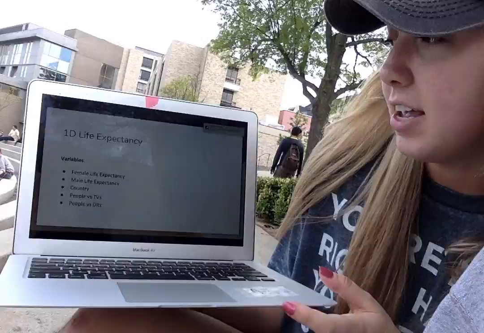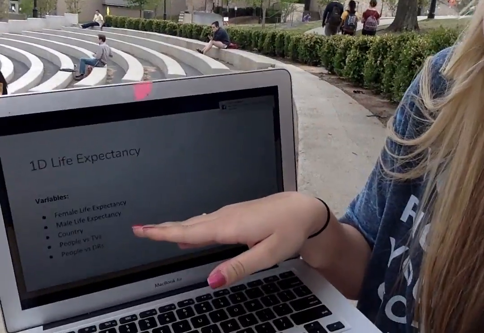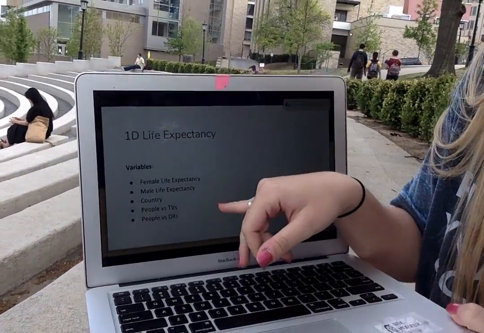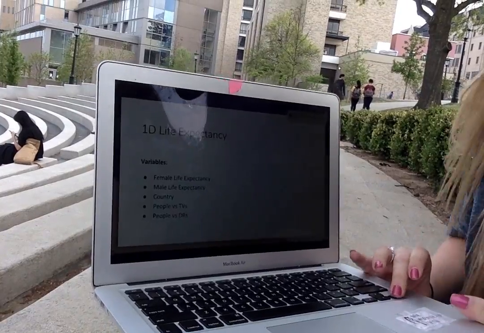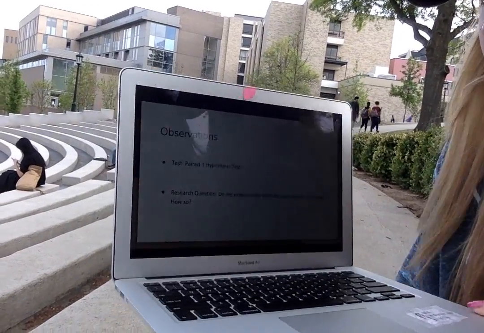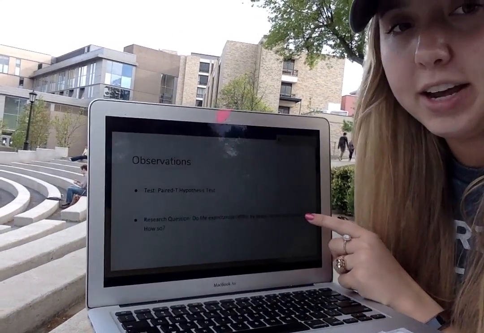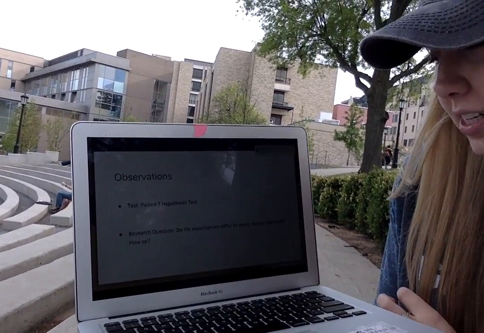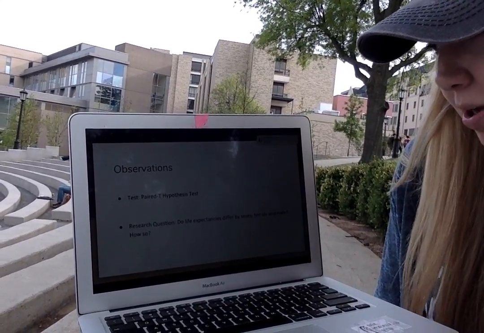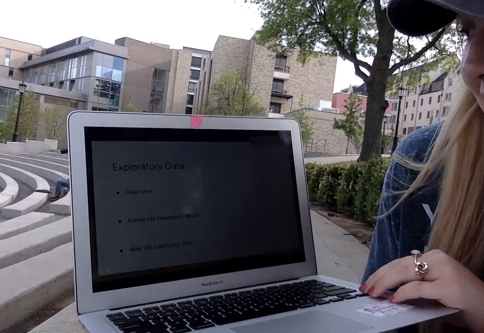We chose the 1D life expectancy data set, and we have variables that are female life expectancy, male life expectancy, country, people versus the number of TVs in the country, and people versus the number of doctors in the country. We did observations, and we found the best stat test to do would be a paired t-hypothesis test. And our research question is, do life expectancies differ by sexes, female and male? And if so, how so?